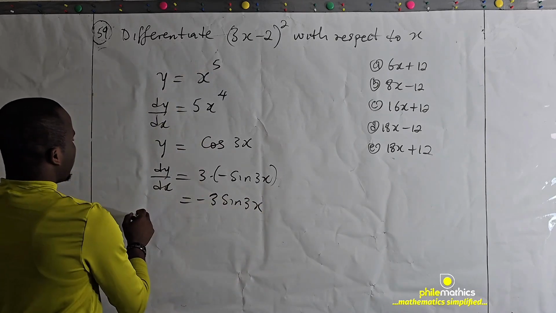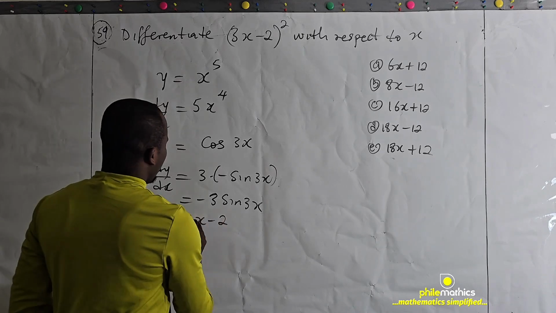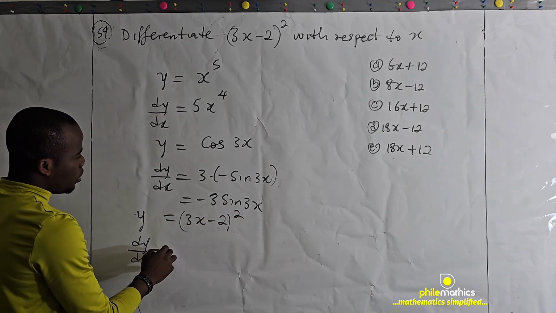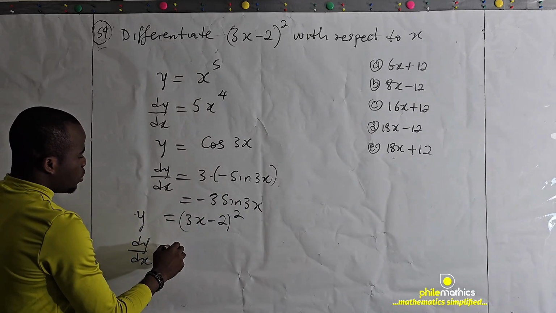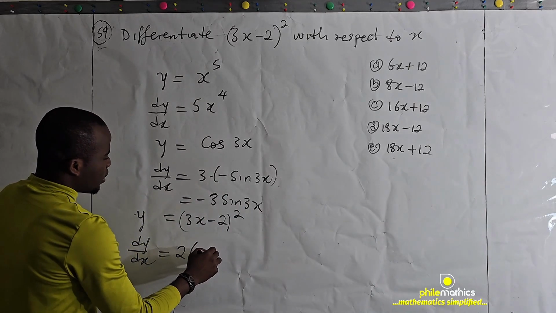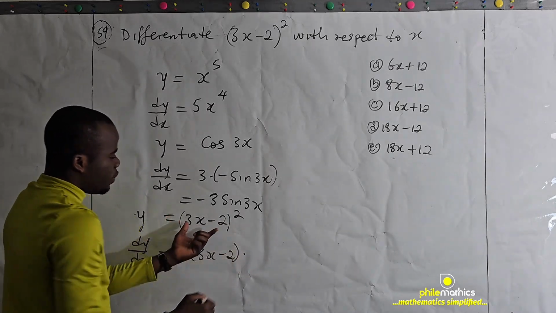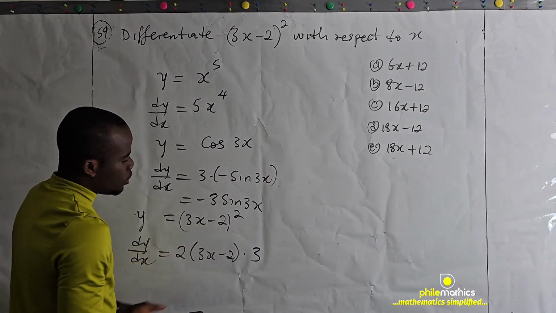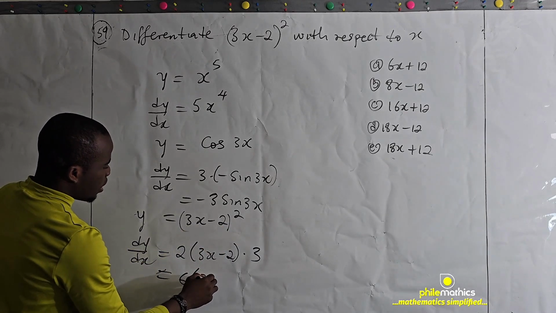So this, y equals (3x - 2) all squared. The dy/dx will be: differentiate the outer one, which is 2 times (3x - 2), times the derivative of the inner one. If I differentiate 3x, I get 3. If I differentiate 2, which is a constant, it is 0. So this is simply 6(3x - 2).